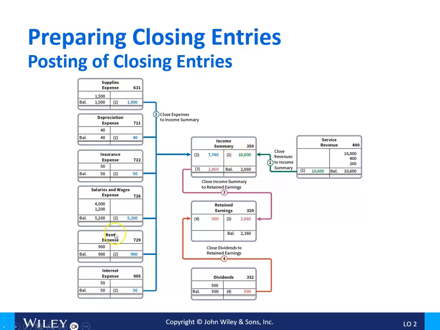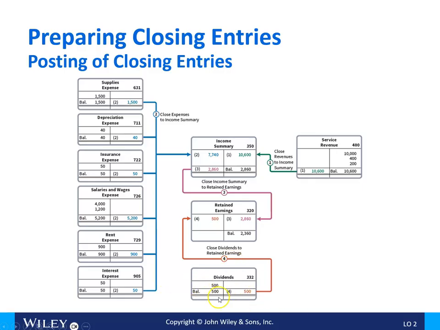And here's why we have to list all the expense accounts separately, because we have to go into each one and post that closing entry to make each account zero. So we add those up and we have our debit of $7,740 to income summary. That gives us a balance of $2,860, a credit balance. When we close that to retained earnings, we're going to debit income summary and credit retained earnings. So that increases retained earnings.